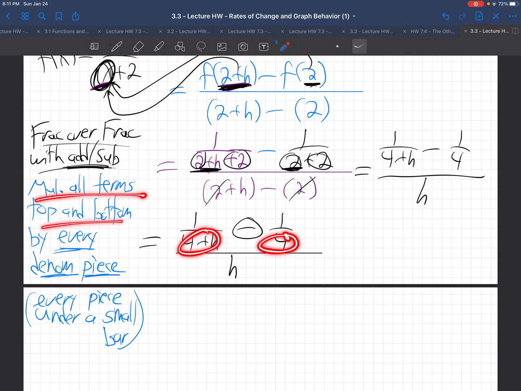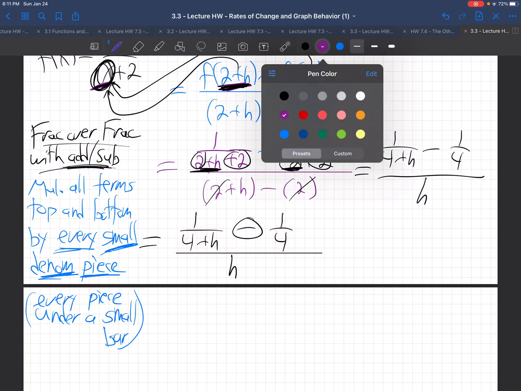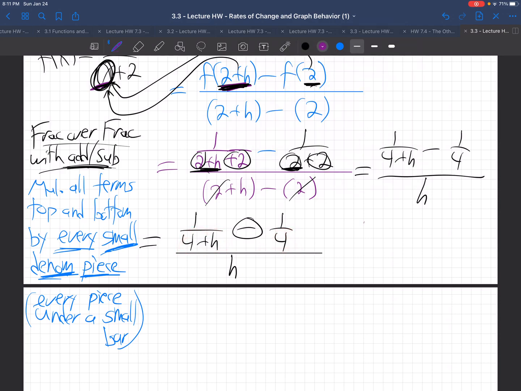Multiply all the terms top and bottom by every small denominator piece. Everything under a small denominator, meaning this and this. Those are the only two items under small denominators. So what am I going to do with that? I'm going to multiply every term by that. So you mean I'm going to multiply 4 plus, here, let me change my color so it's more clear. This step to be clear.